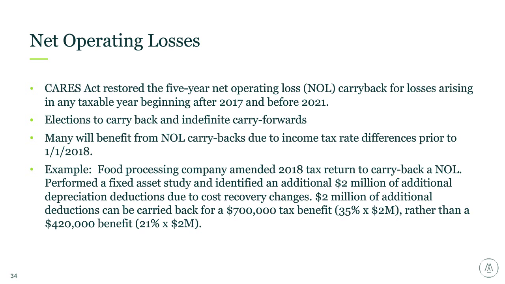As an example, we just consulted with a food processing company that was thinking about carrying back a 2018 loss, and we're talking to them about doing a fixed asset study. Through the process of that, we were able to find them an additional $2 million of repair and maintenance deductions, additional depreciation deductions, which got monetized into a $700,000 tax savings benefit at that higher 35% rate and carrying that back. So just something to be mindful of if you're going through the motions already with the NOL carrybacks.